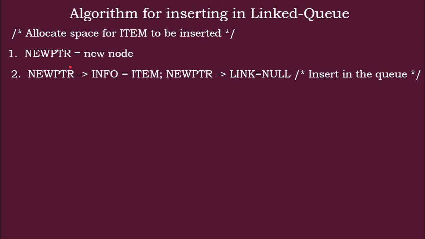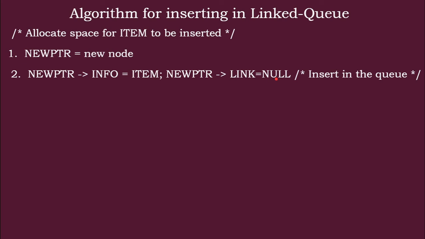Unlike the array concept, there is no initial array and no static memory position available. We have to create a node because it is a linked list concept. That node is created using the line new pointer is equal to new node. So we create a new node and assign it to the new pointer. Then we have to add data to the new pointer node. We know that any node of the linked list consists of information and the link. Information contains the item and link contains the next pointer.